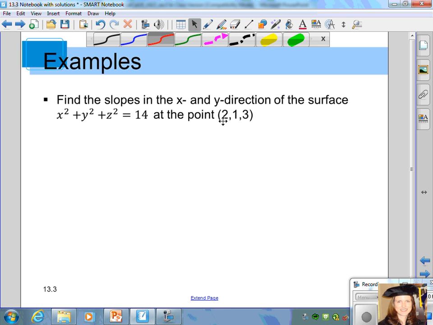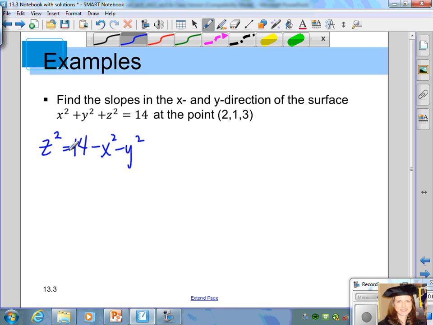To find the slope in the x and y direction, we need a function of just two variables. So we're going to solve this equation for z. If we subtract x squared and y squared from both sides of the equation, we get z squared equals 14 minus x squared minus y squared.